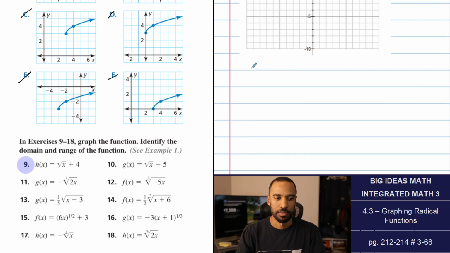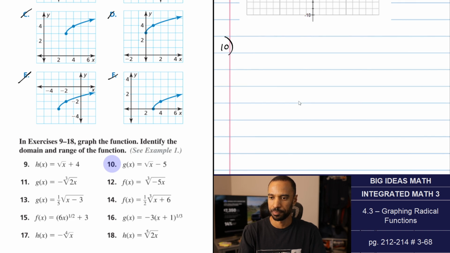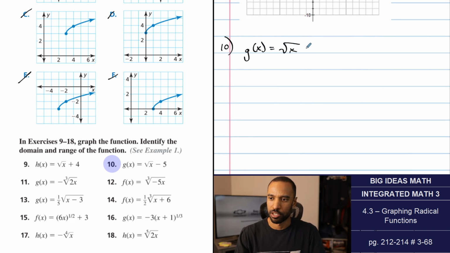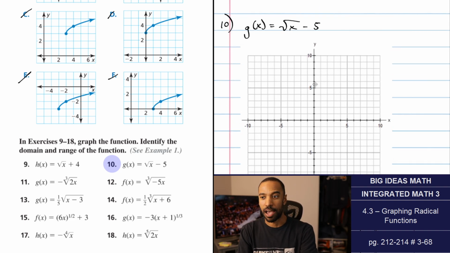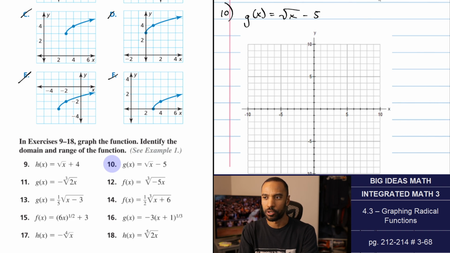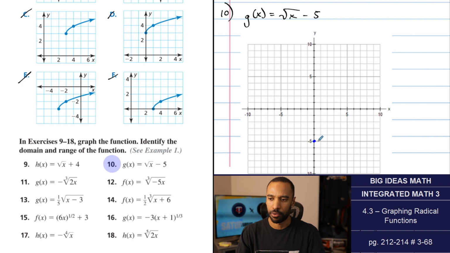Okay, number 10. We have another square root, and it looks like just a vertical translation once more. g of x equals square root of x minus 5. This is a vertical translation 5 units down of the same parent function, no other change to it. So this one, we're going to start down here as we now go over 1 up square root of 1, over 4 up square root of 4, which is 2, over 9 up 3 like that. And that can be our graph as we complete it.